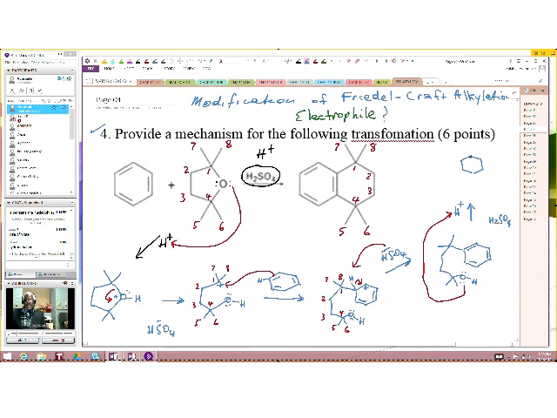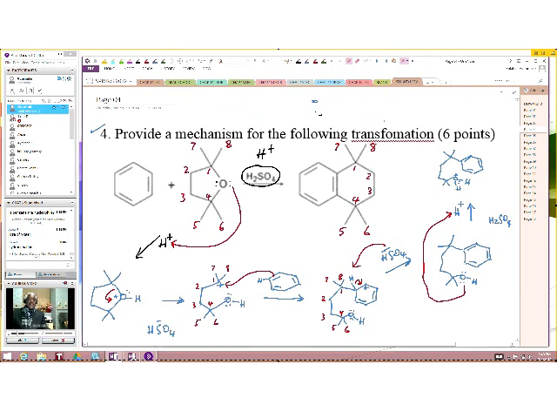Now again, it will also donate another proton to this oxygen. Now that becomes positively charged, and then this is still here, right? At this point now we lose water. Okay, this is the point at which we lose water. Take this out of here.